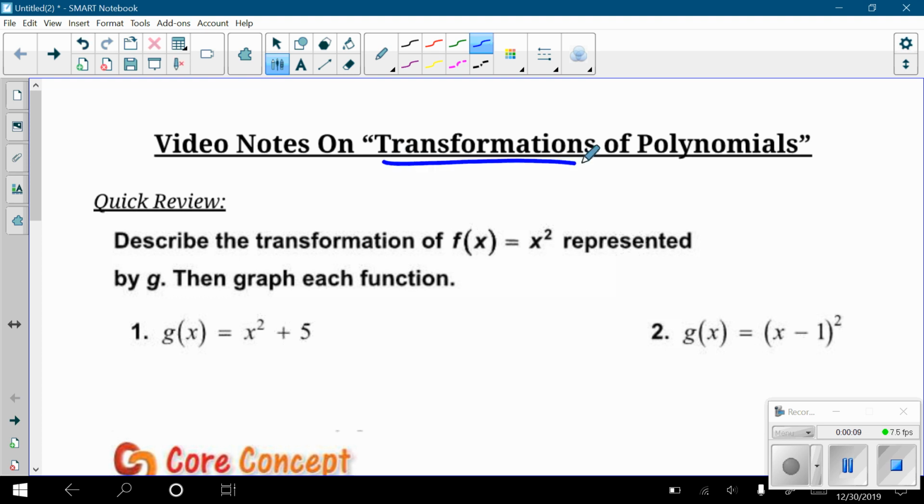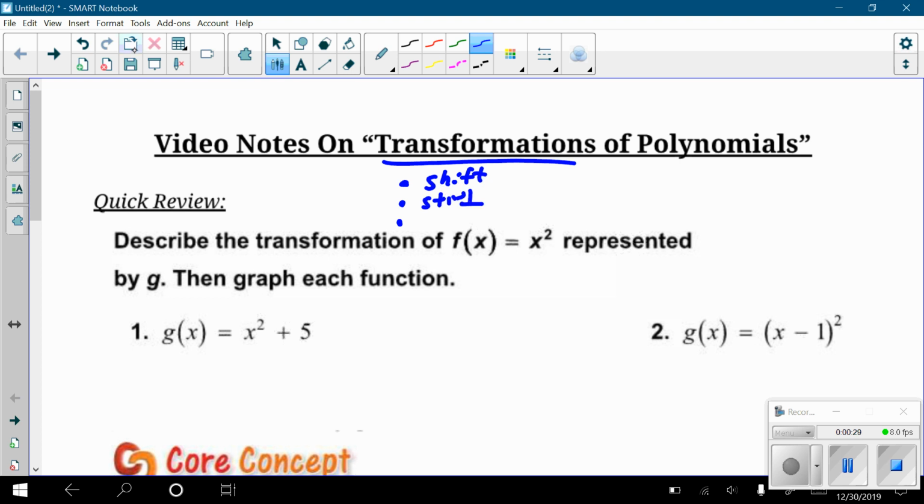So you'll remember transformations are ways we can change a graph. We talked about three main types of transformations. We talked about translations, which are shifts. So you can take a graph and you can shift it right or left or up or down. We talked about stretching a graph.